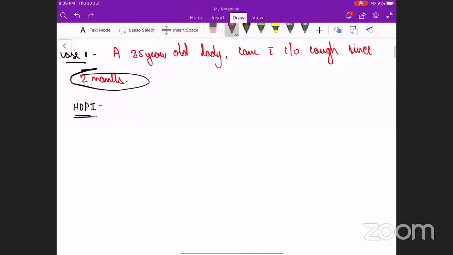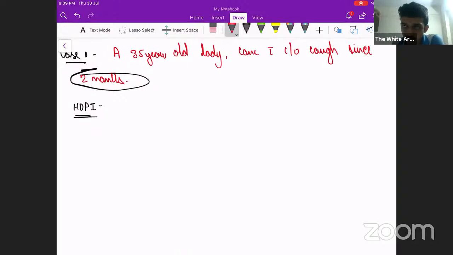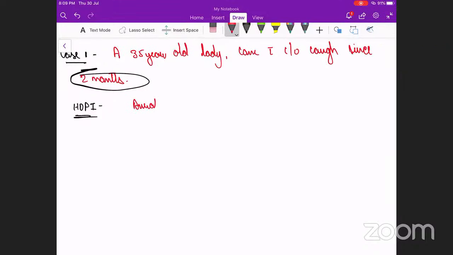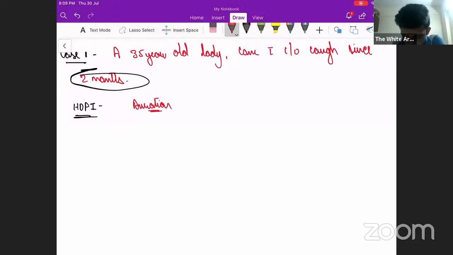Okay, Pawan? Yes. So next comes duration. With duration, we can know whether the cough is acute or chronic, correct? So yes, this is for 2 months. So what is it? Chronic, sir. Yeah. When do you tell it is chronic cough? More than 6 weeks, maybe. No, more than 8 weeks is chronic for cough. Okay, sir.